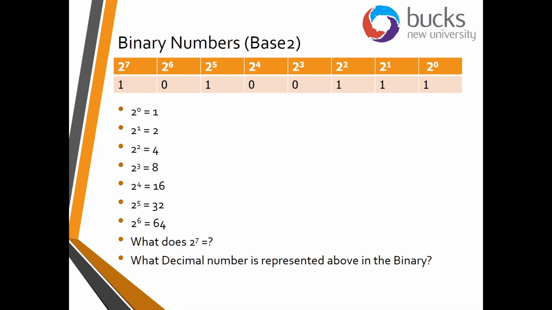We don't have anything under 2 to the 6, and we have a 1 under 2 to the 7, so we'd add on 128. So in this, to work out this number, we'd be adding 128 to 32 to 4, 2, and 1. So we'd add those all together, and that would give us our decimal representation, as we're about to do.